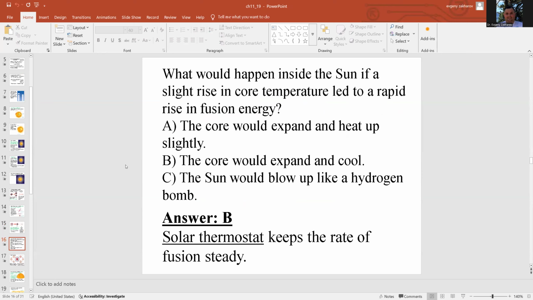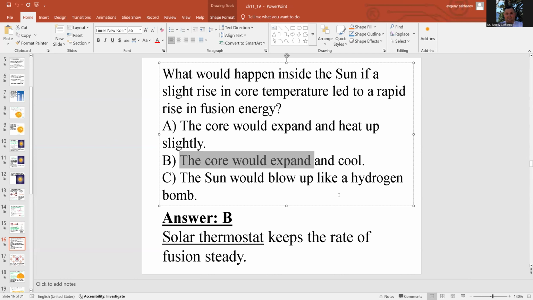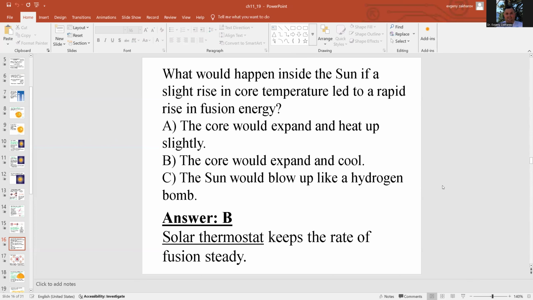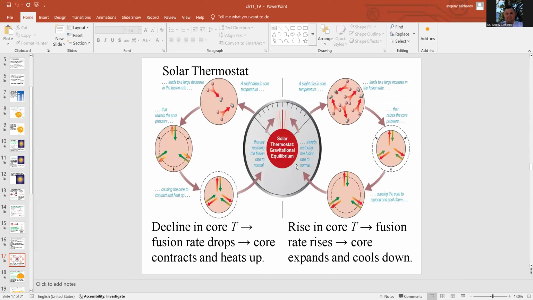Now, let's say there is a rise in core temperature, and that means a rise in release of fusion energy. What would happen to the core? There is a little mechanism, we call it the solar thermostat, that explains everything that's going to happen. So the answer is the core would expand because it's getting hotter. Remember, hot stuff expands and cool stuff shrinks. So it definitely will expand. But after that, it's going to cool down. And the reason for that is because the sun cannot support its new size with the same levels of fusion.